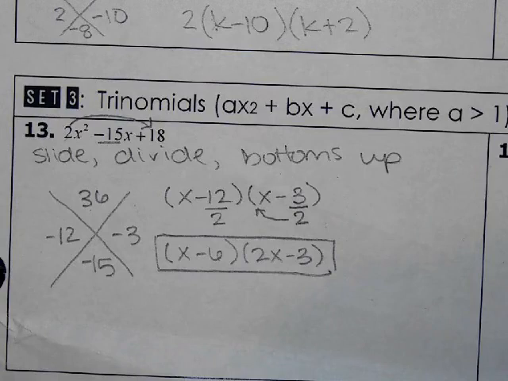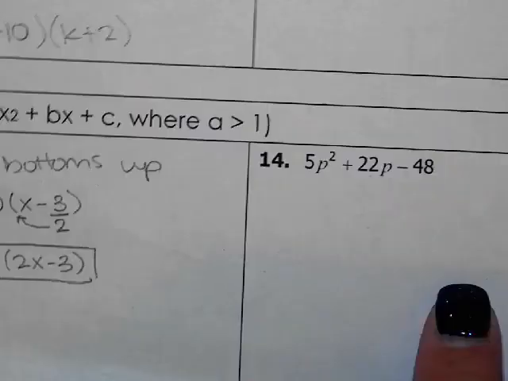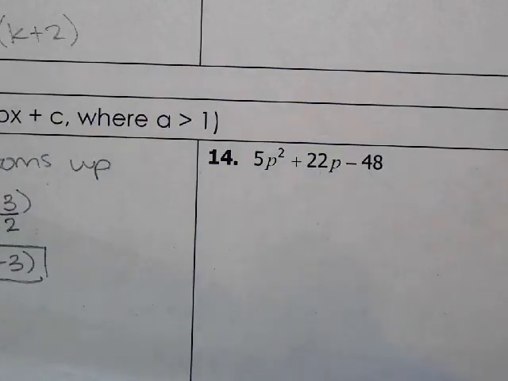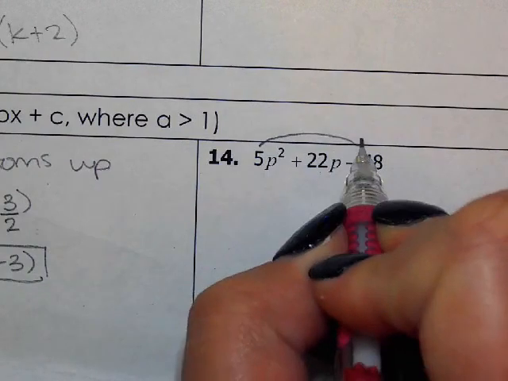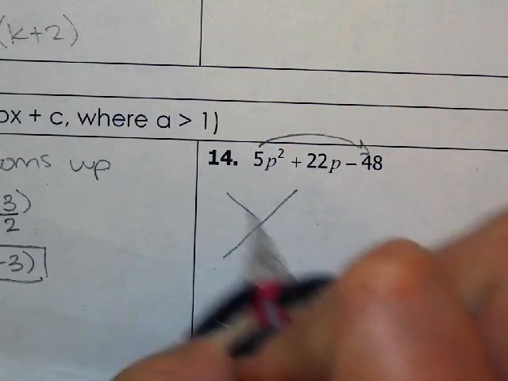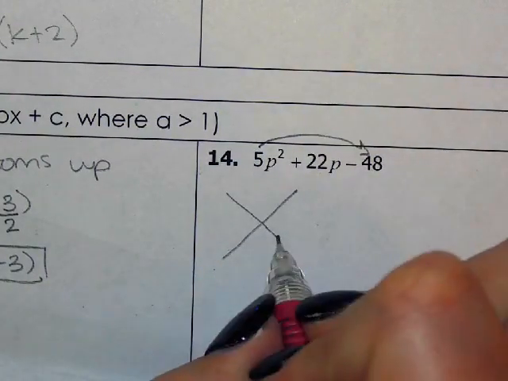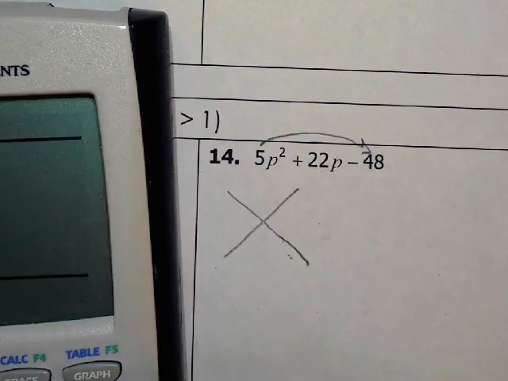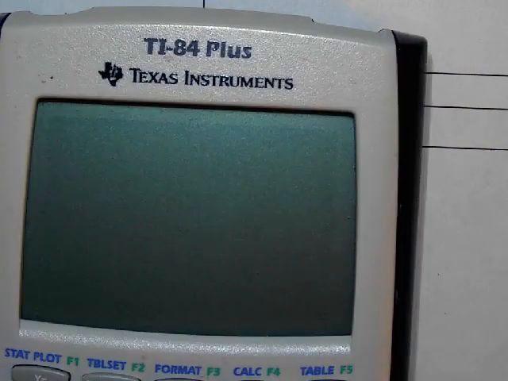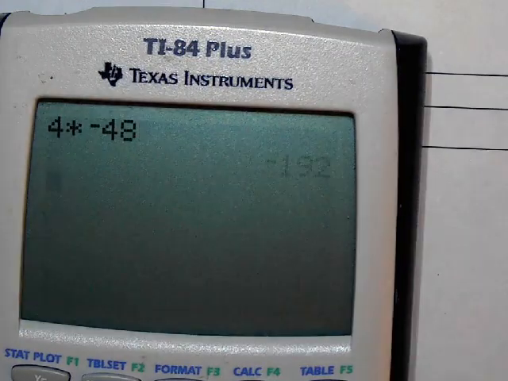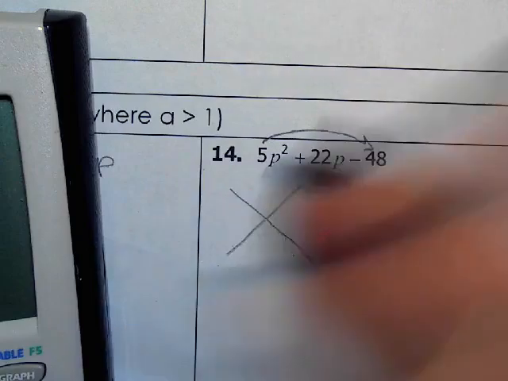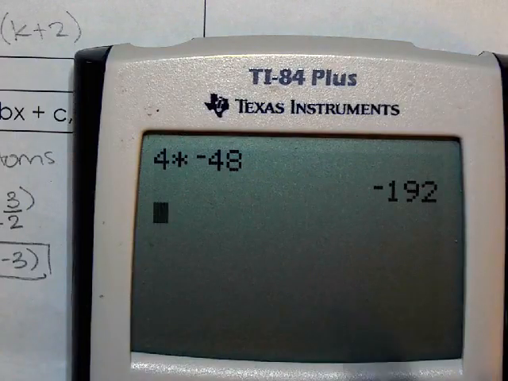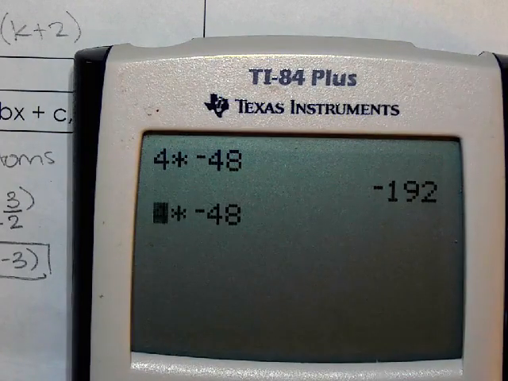All right, next problem. Is 5 a GCF? No, so let's slide that 5 over to the 48. This is a good one because it's going to be a big number. 5 times negative 48 is what? That was not right. Negative 192. Oh, I did 4, not 5. Sorry, sorry, sorry. Negative 240.